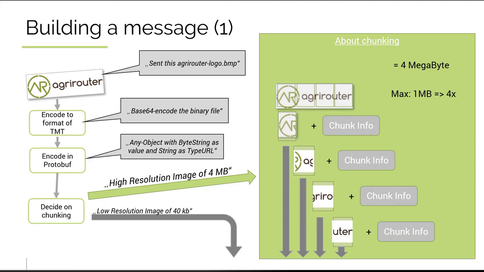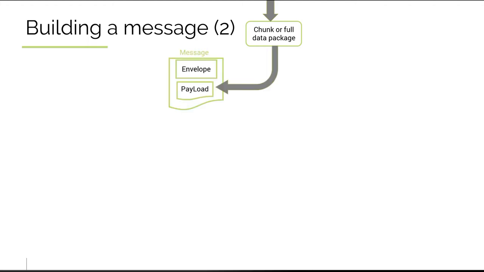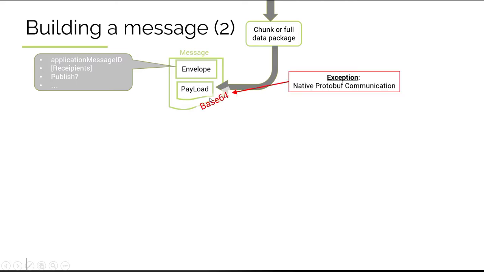And to send them, you now have to build the message. And that's what we're going to do on this slide. You start with a chunk or a full package of the message. You will create a message out of payload and envelope. The envelope includes the application ID, the recipients, and if you want to publish your message. So this message now has to be base64 encoded. If you use native protobuf communication, you will have to use a protobuf object. But let's just say we're going to use base64 here. And you package your message to a base64 string.